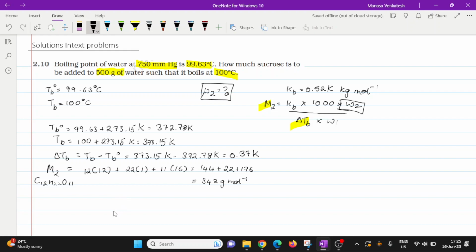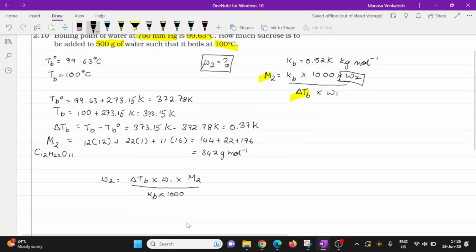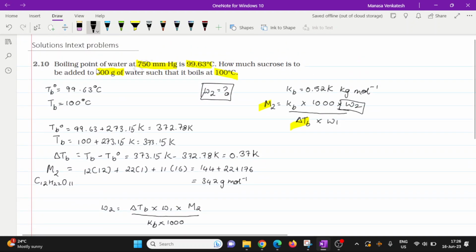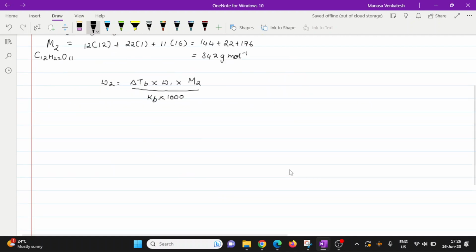So using all of these values, we can actually calculate the value of W2. So first, let's write the equation for W2. W2 will be equal to delta TB into W1, which is the mass of water, into M2, whole divided by Kb into 1000. We've been given the mass of water, 500 grams. Let's keep that in mind.